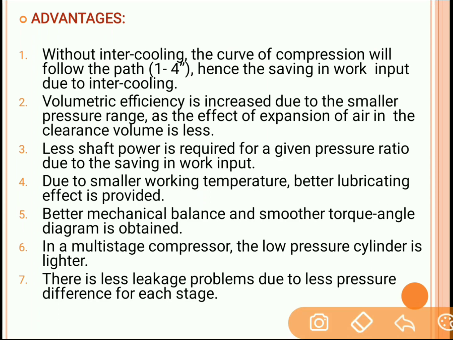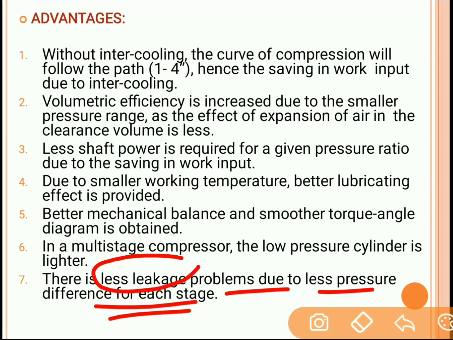Sixth point, in a multi-stage compressor, the low pressure cylinder is lighter. These low pressure cylinders are lighter in weight as compared to the single reciprocating compressor, which compresses the pressure from P1 to P4. Seventh, there is less leakage problem due to less pressure difference for each stage. As the pressure difference is very small, that is, pressure increases in stages, the leakage problem is less in a multi-stage reciprocating compressor.